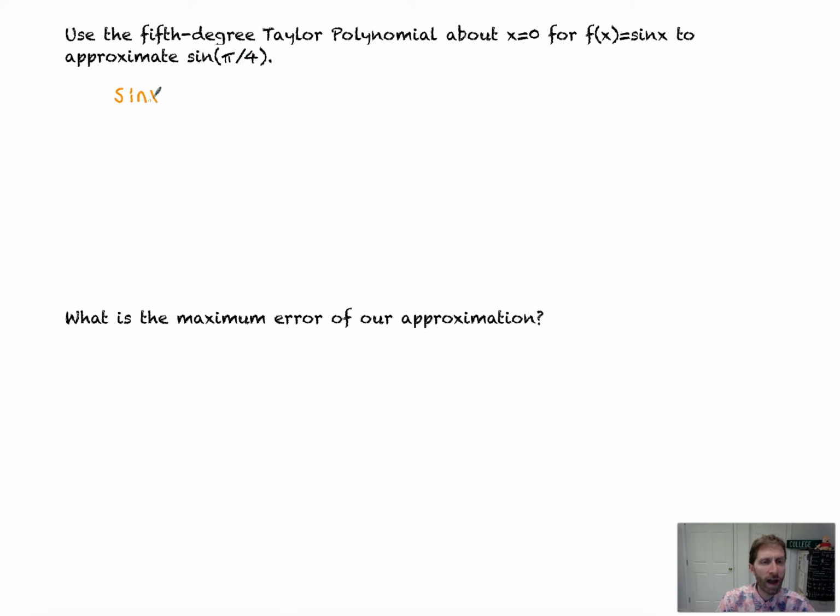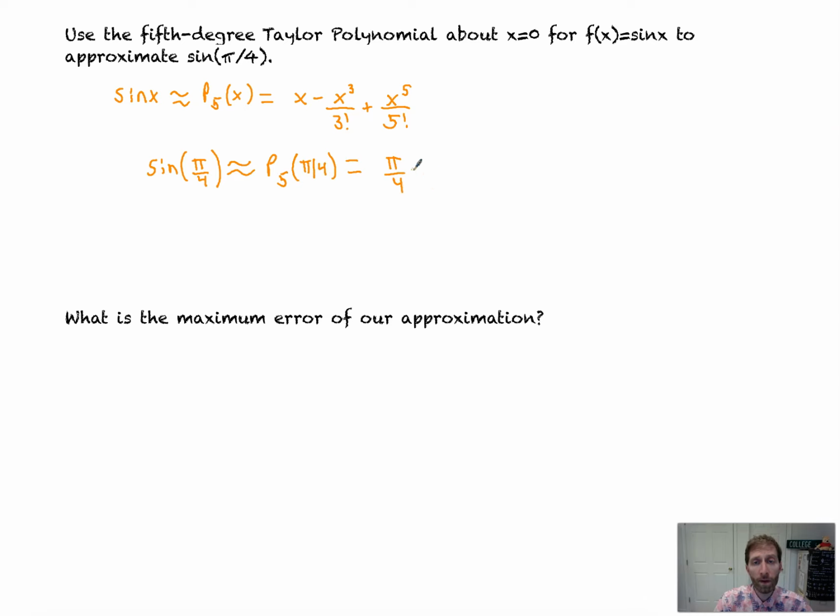We're going to use sine of x, which is approximately, remember we called it p sub 5 of x, the 5th degree Taylor polynomial. And that's equal to x minus x cubed over 3 factorial plus x to the 5th over 5 factorial. So it's just like a tangent line approximation, except it's like a quintic curve approximation. We would plug pi over 4 into a tangent line to approximate it. So in this case, we're going to plug pi over 4 into our polynomial. So sine of pi over 4 is approximately p sub 5 of pi over 4, and that's equal to pi over 4 minus pi over 4 cubed plus pi over 4 to the 5th.